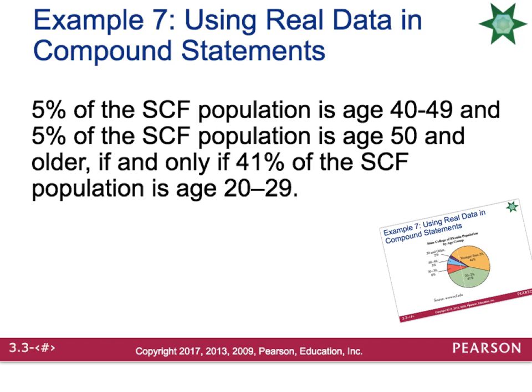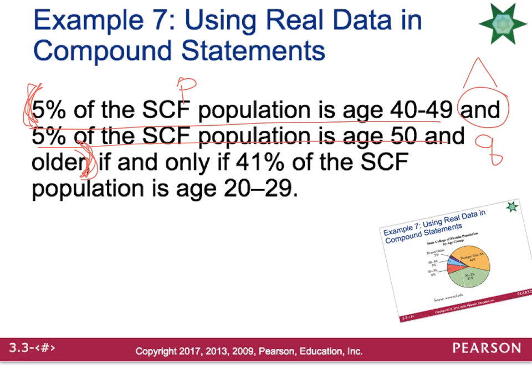So first statement, 5% of the population is age 40 to 49. So that we're going to let be statement P. And so that is your conjunction. 5% of the population is age 50 and older. So we're going to let that be statement Q. Comma means you're going to have a set of parentheses around that first statement.